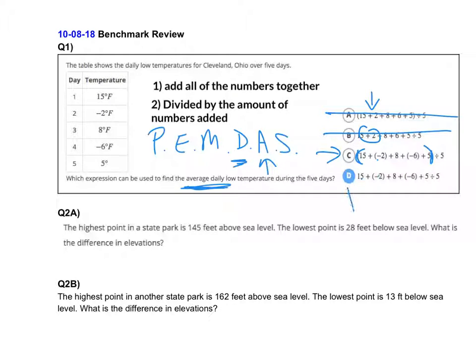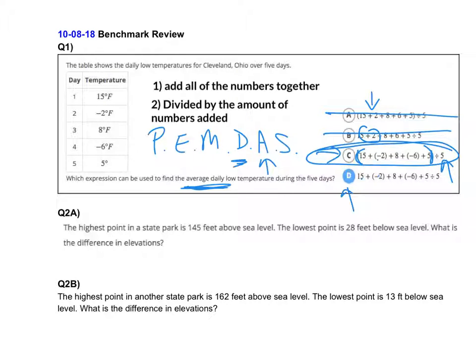And you can see that the person who did this one chose option D. I took this screenshot off of the benchmark, so they got that one wrong. Anyway, the correct choice is option C. Oh yeah, there's 5 numbers, so we're dividing by 5.